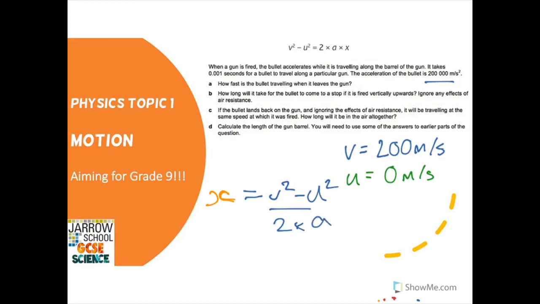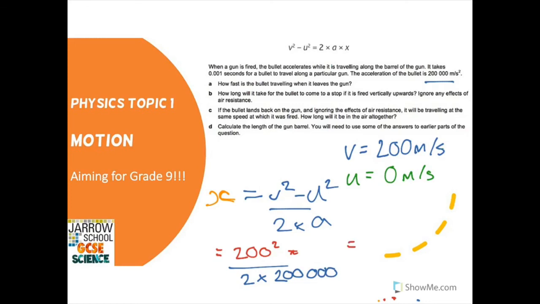We have to solve that. So 200 squared take away 0 squared, which we can just ignore because 0 squared is 0, divided by 2 times the acceleration, 2 times 200,000 meters per second squared. We can then solve that.